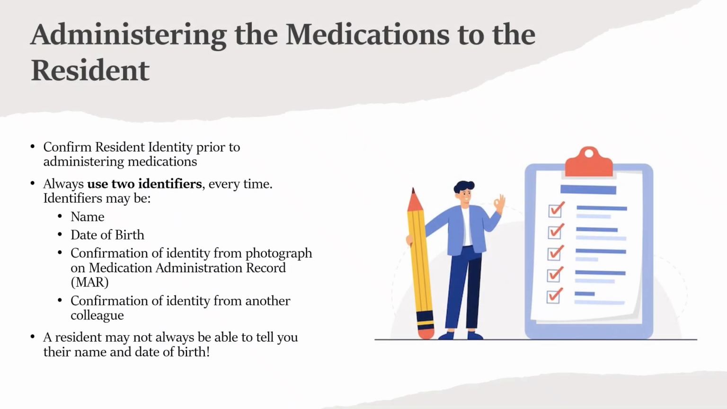When administering the medications to the resident, staff must confirm resident identity prior to administering medications. Always use 2 identifiers every time. Identifiers may be name, date of birth, confirmation of identity from photograph on medication administration record, or confirmation of identity from another colleague. A resident may not always be able to tell you their name and date of birth.